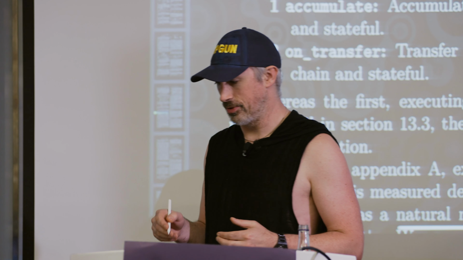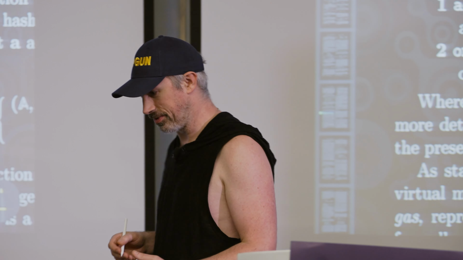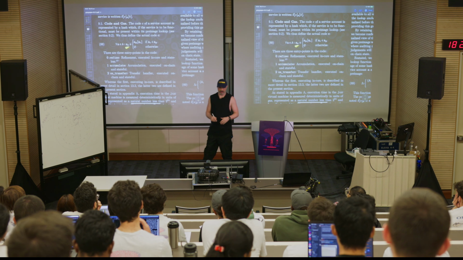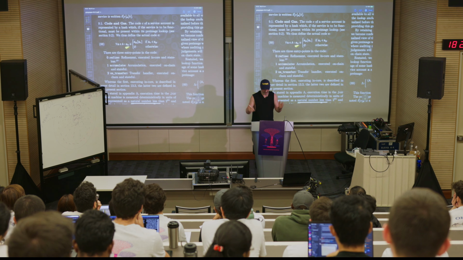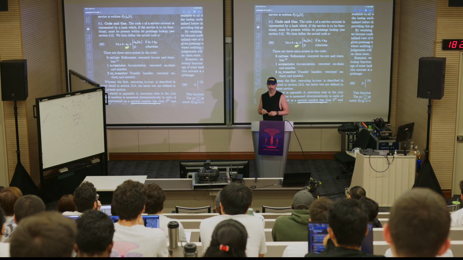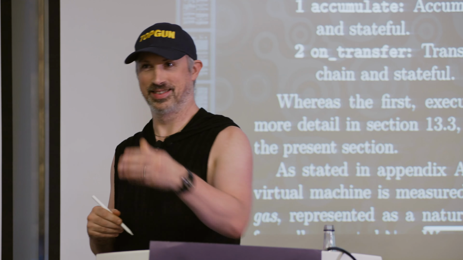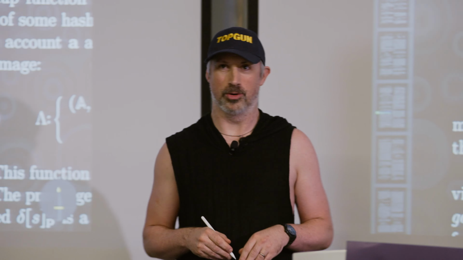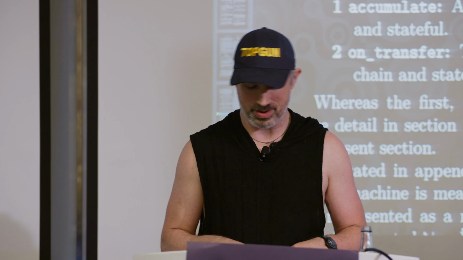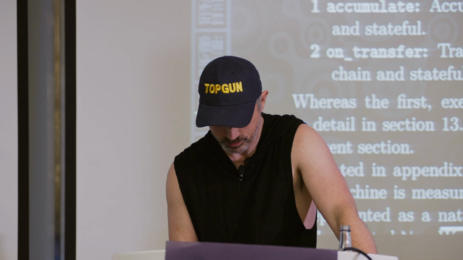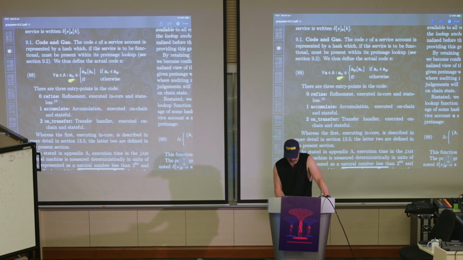It saves me having to, every time I want to say the code of the service, having to say that there exists a piece of data which, when hashed, is the hash of the code of the service. I just define this to be that pre-image, which I'm allowed to do because it's maths. In code, it would be a bit more fiddly. Maybe you can have a function, but you'd have to have some sort of hash pre-image lookup. Here, it's just an equivalence.